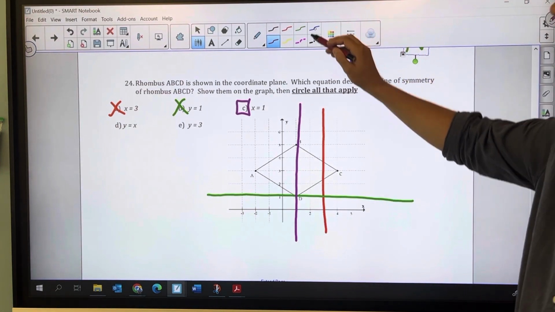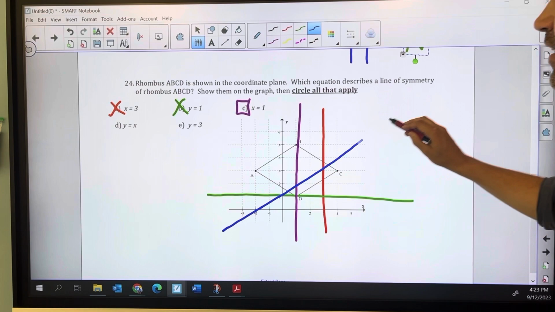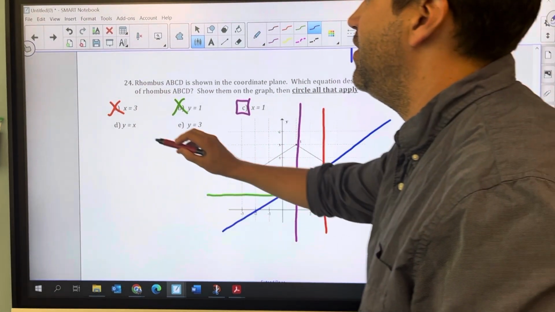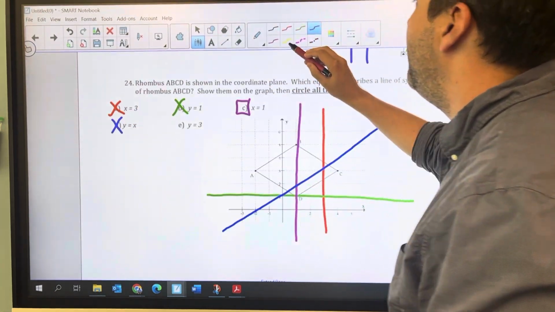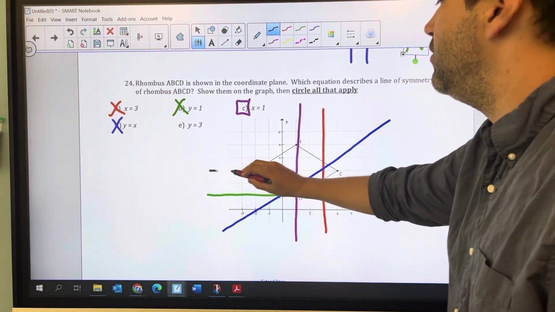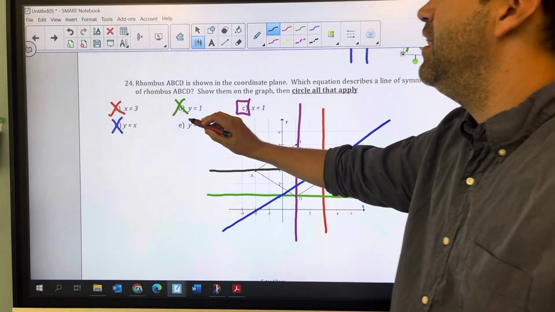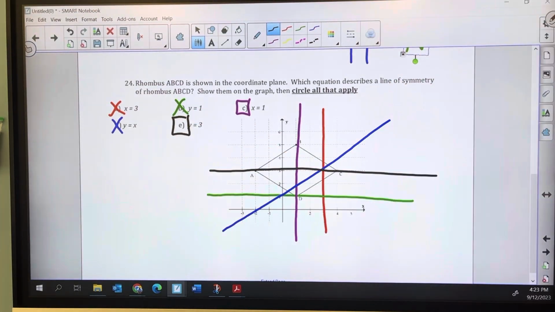Y equals X is that diagonal line, right like that. Not a pretty line on that rhombus, so that's not going to be a line of symmetry. And finally, we've got Y equals 3. Y equals 3 is going to go right through the center. Again, we've got 2 above, 2 below, line up really well. So C and E are my 2 lines of symmetry.